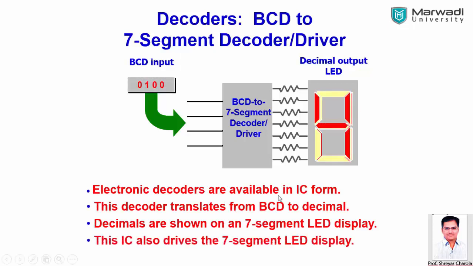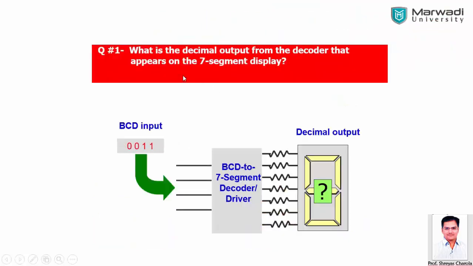So the electronic decoders are available in the form of IC to convert any BCD number into the decimal number. Okay. Now what should be the decimal output of a decoder that appears on a 7 segment? If I give 0011, its answer is 3.